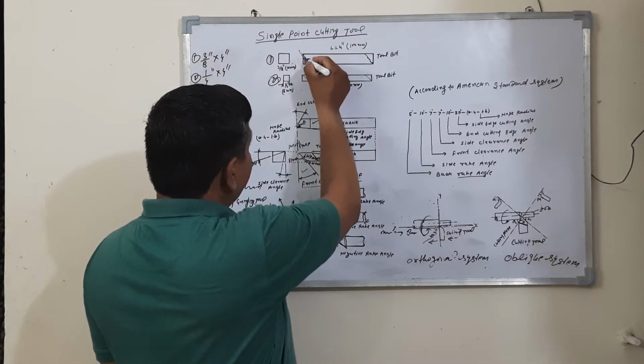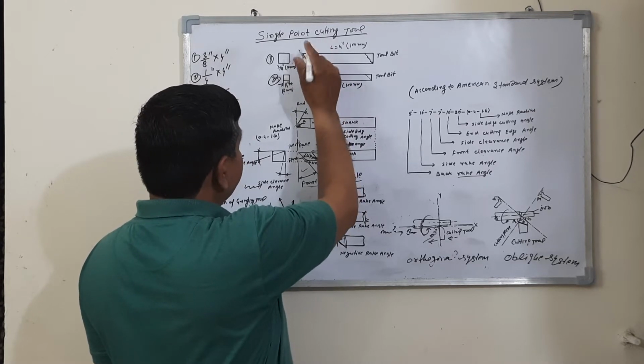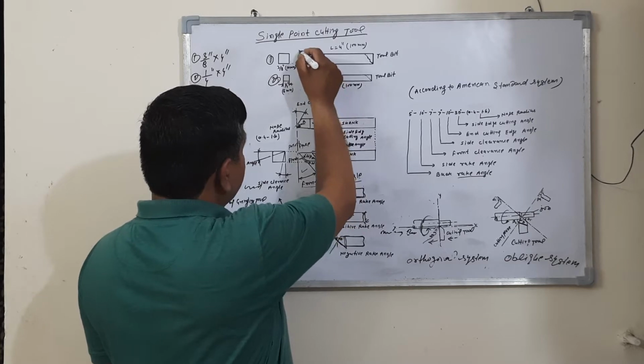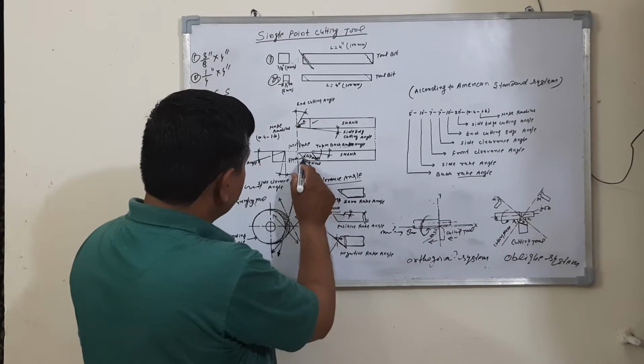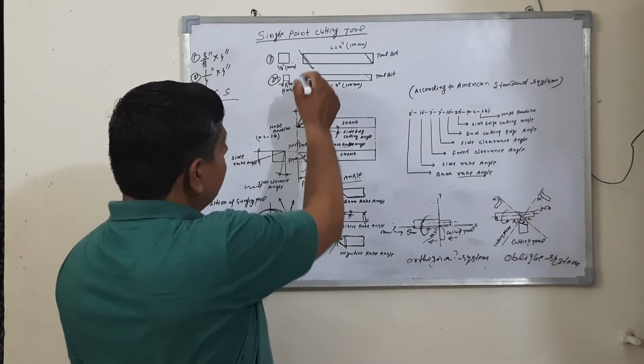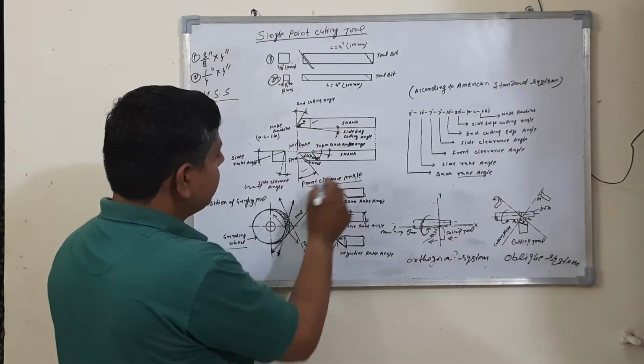In the inclined form, this area is removed. If this area is removed in the inclined form, then it is very easy to perform this angle. There is no need to remove any excess material to perform the clearance angle.